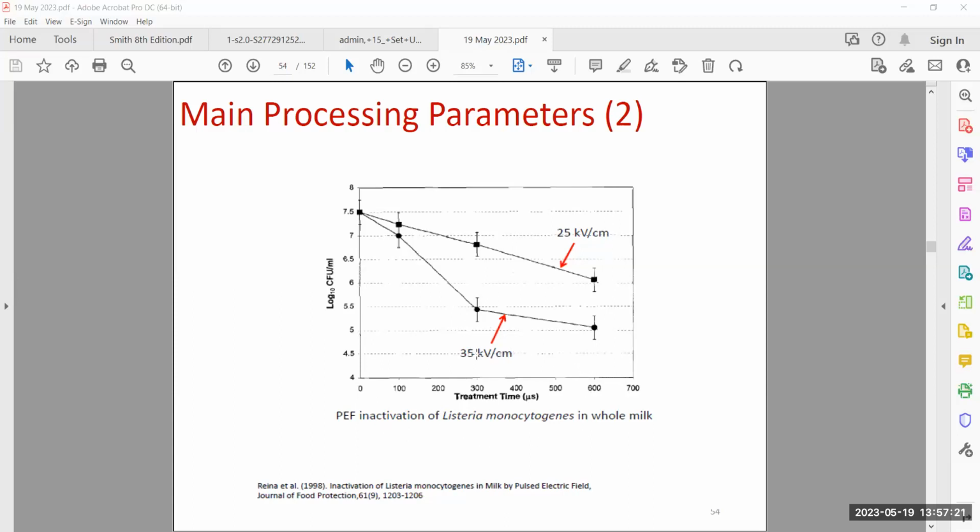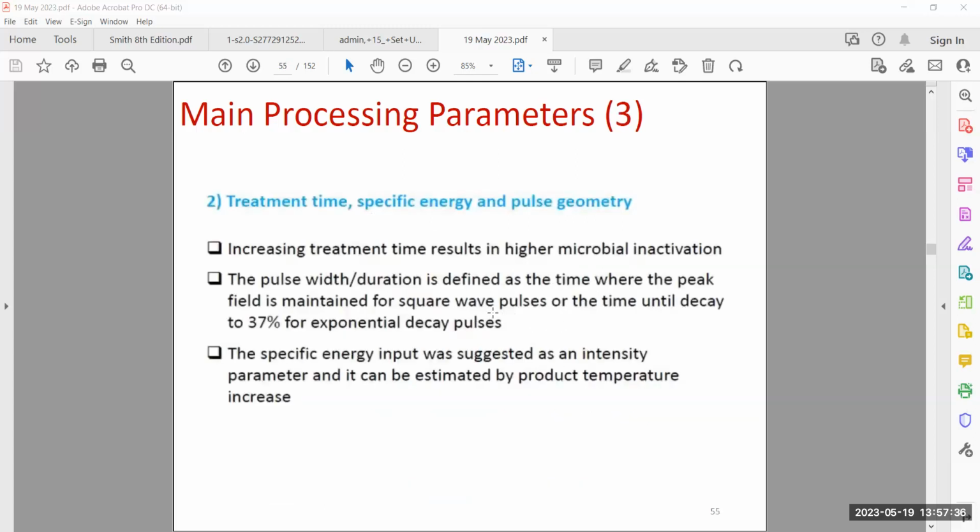Okay, so the higher the electric field, the higher the destruction of your microorganism, okay, or the lower the microbial count inside your milk. So treatment time, specific energy, and of course pulse geometry we have discussed before. So kalau square pulse wave lebih efektif daripada exponentially decaying. And treatment time, of course, bila semakin tinggi treatment time-nya semakin bagus.